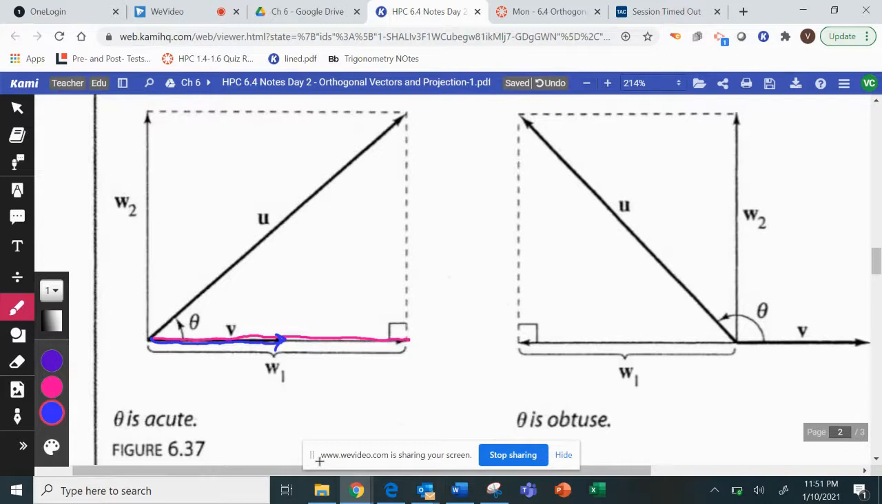Okay, and then the same thing on this one here, only the v is this way, but our angle is obtuse, so the W1 would project the other direction. You can see if we drop down from the end of the u vector, it's going to make 90 degrees. And there's that orthogonal.